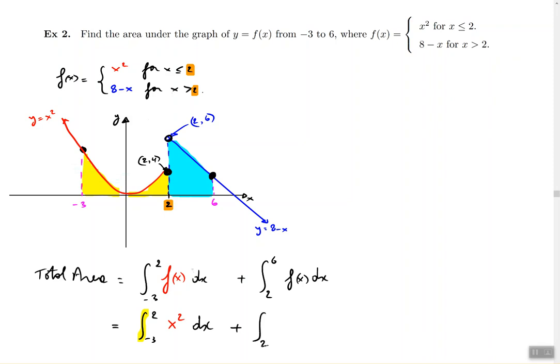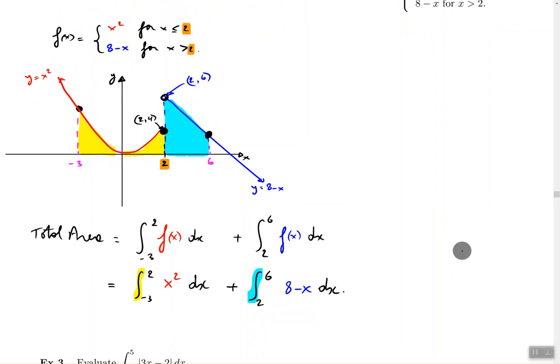And the second integral goes from 2 to 6, and the function there is going to be the function in blue, which is 8 minus x. So here, the function f of x is a different equation, 8 minus x, and that integral is going to give me the blue region that I'm looking for.